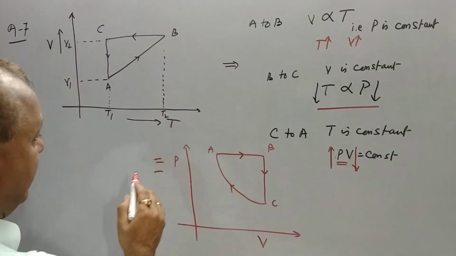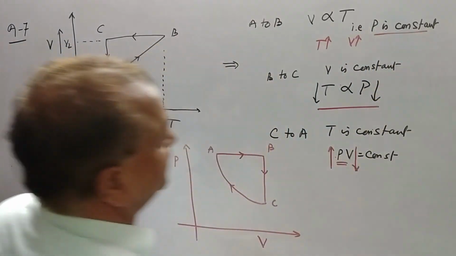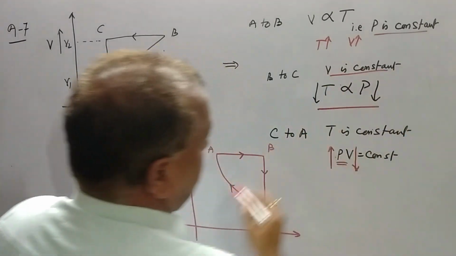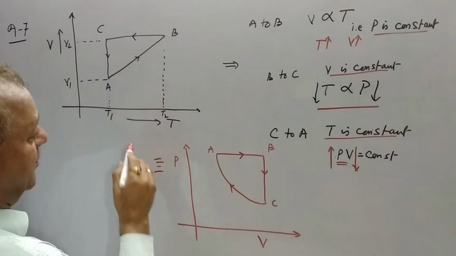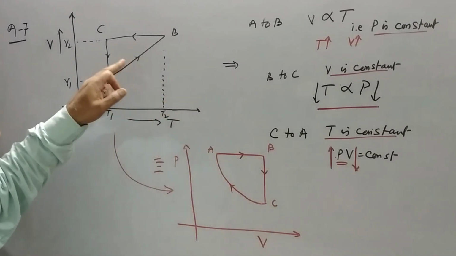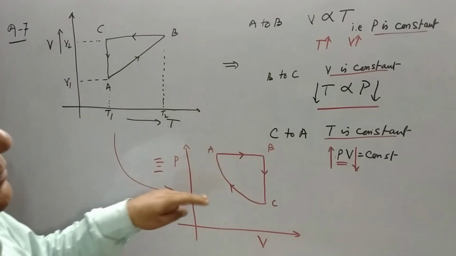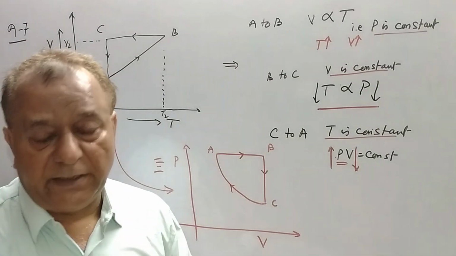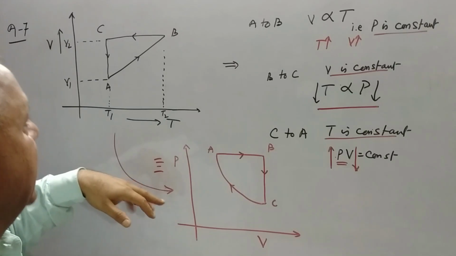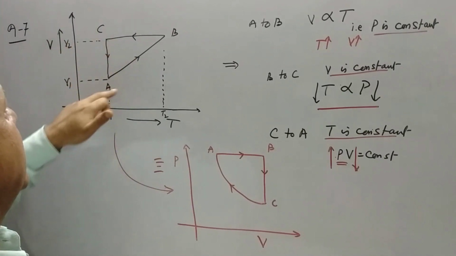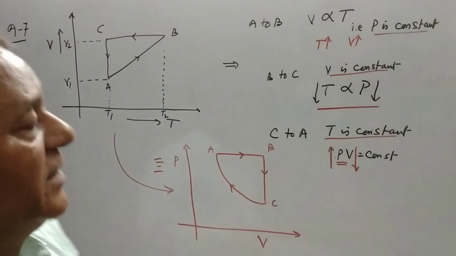So the equivalent graph: A to B isobaric, B to C isochoric, and C to A temperature constant. This will show you how to convert from a VT graph to a PV graph for the same processes ABC. This will help you. Sometimes there may be a question in the examination where it is asked what is the work done during ABC. You can't find out the work done from the VT graph, but from the PV graph you can find out the work done during ABC.